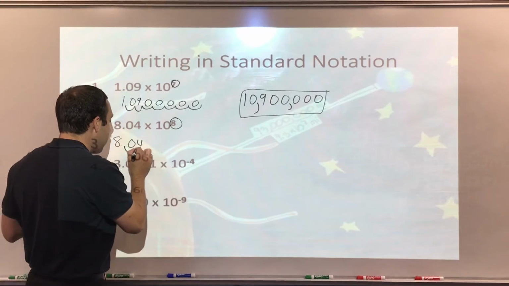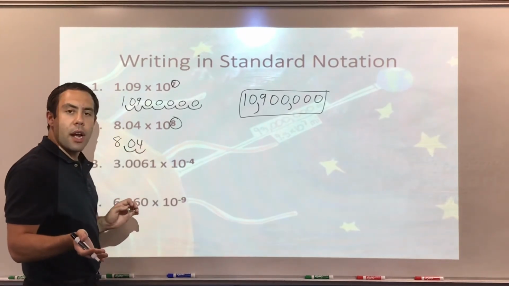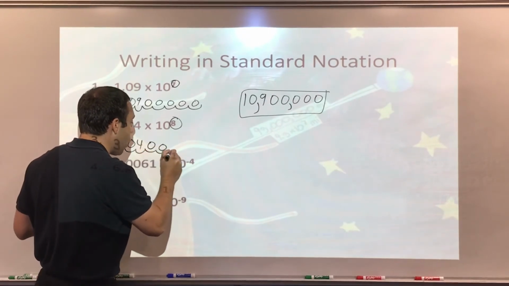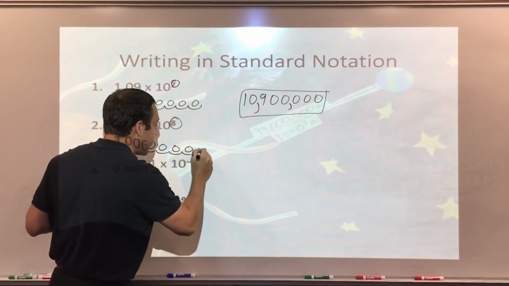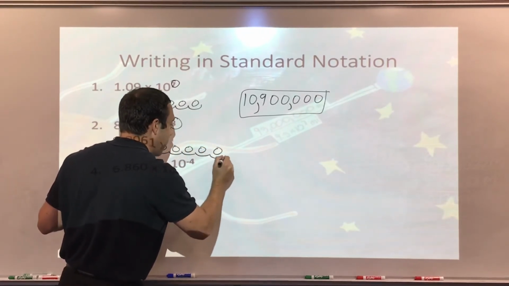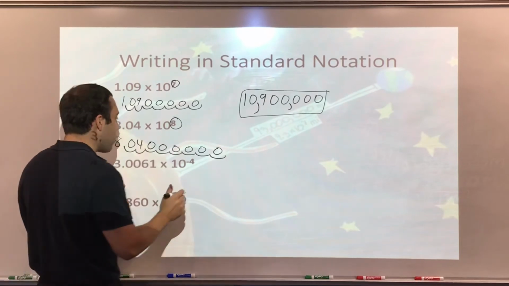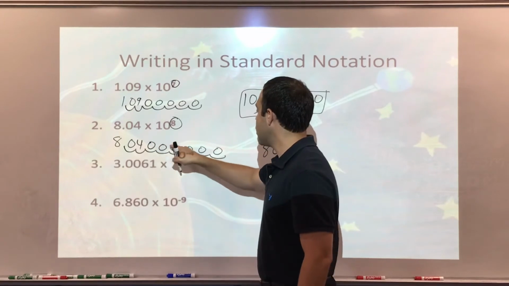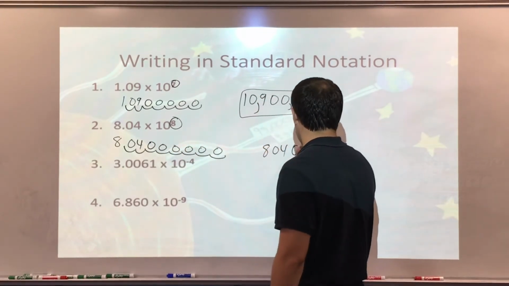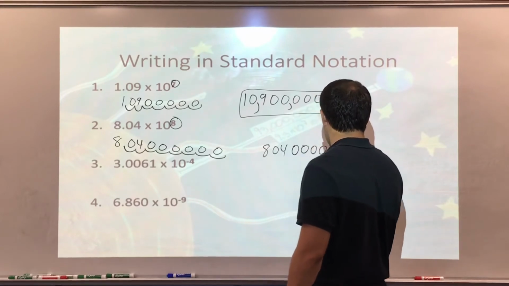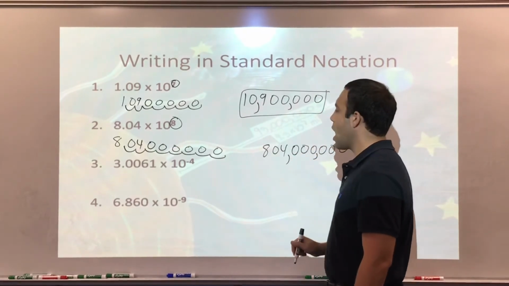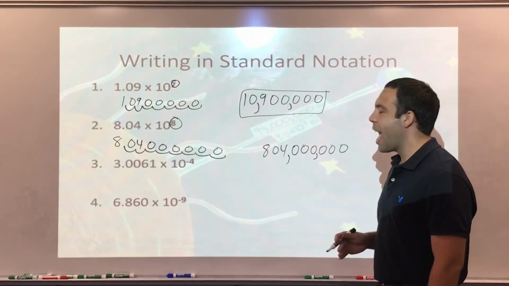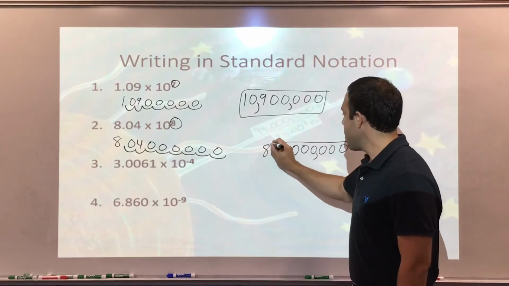And we count 1, 2. When we run out of numbers, we put zeros. 3, 4, 5, 6, 7, 8. Rewrite the number, 804, and we have 1, 2, 3, 4, 5, 6 zeros. Put commas to make it easier to read. And we see that 8.04 times 10 to the 8th is 804 million. And we box off our final answer.